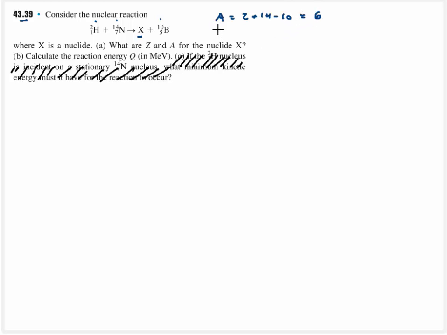That still doesn't tell us what it is, but we can do the same thing for the protons. We're going to have 1 plus 7 minus 5, and that tells us that this number has got to be equal to 3. So we look that up, and we realize that this has to be lithium with the isotope 6 and 3. Now we're interested in the reaction energy, so we need to figure out the masses, and we can just look those up in the table right over here. So take a look at this side right over there.